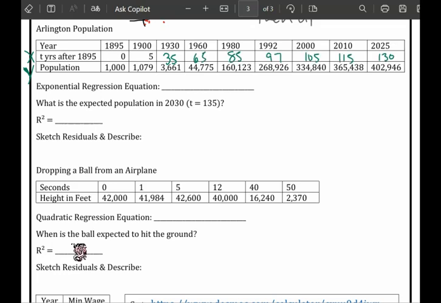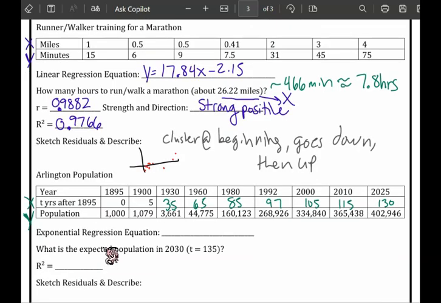All right, for the exponential regression equation, we'll put these into Desmos and do something similar to the previous example. Oh yes, and then for the hours to run or walk a marathon, you would plug in 26.22 miles into the formula, which is about 466 minutes. Divide that by 60 to get about 7.8 hours.